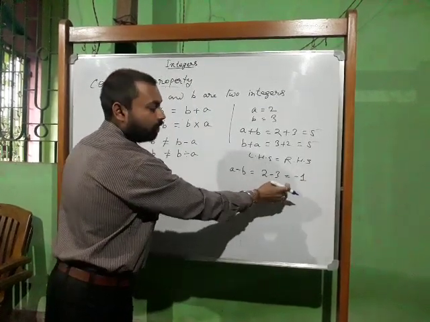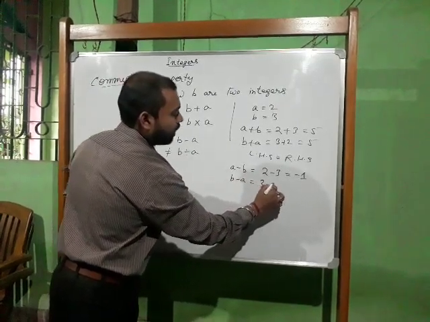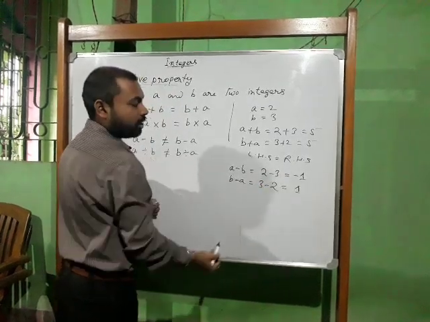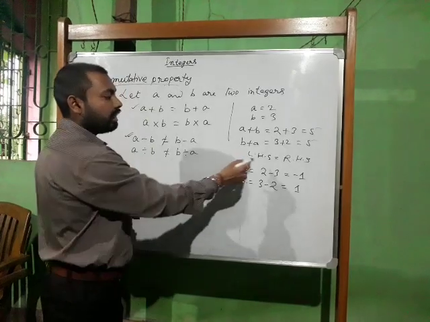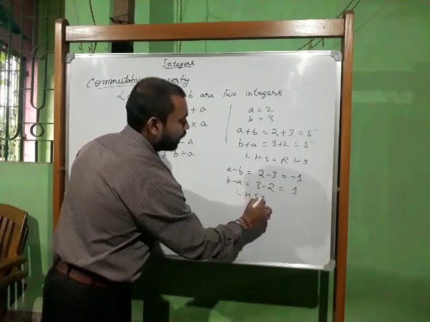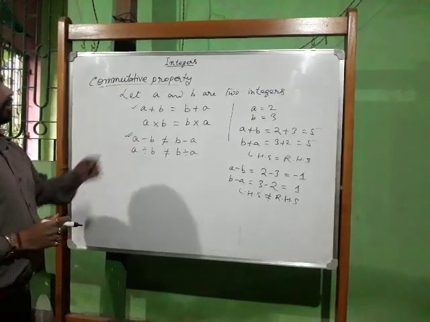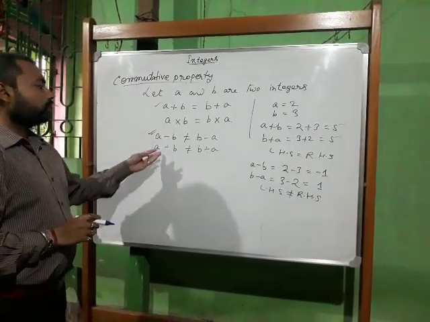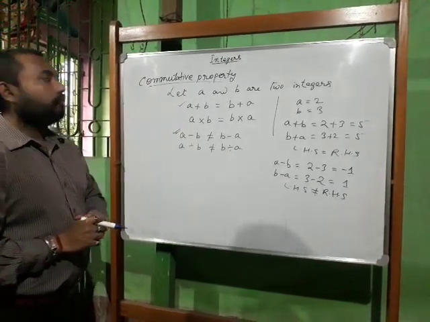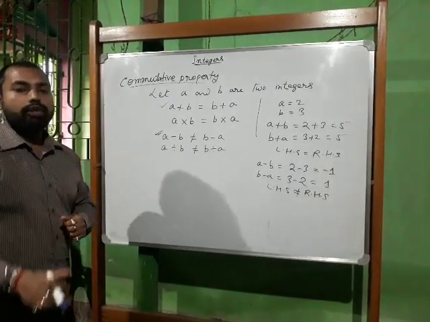Now I hope you can solve this. Again, b minus a is 3 minus 2, so it is 1. Now as you can see, the first one we have got minus 1 and the second one we have got plus 1. So minus 1 and plus 1 are not equal. So LHS is not equal to RHS. So we can say that subtraction doesn't follow commutative property, as well as division. If you try it with division, you will get the result that division doesn't follow commutative property. So this is all about commutative property. The next property we will go to is associative property.